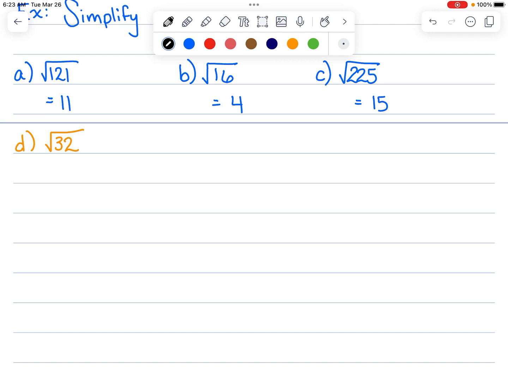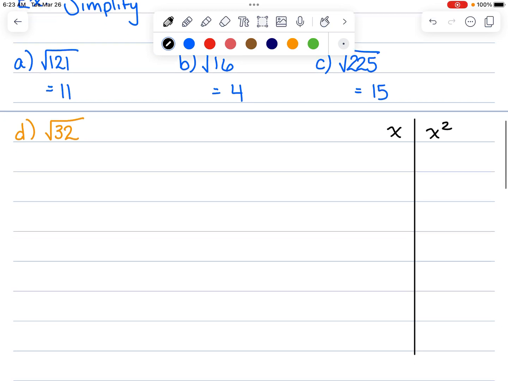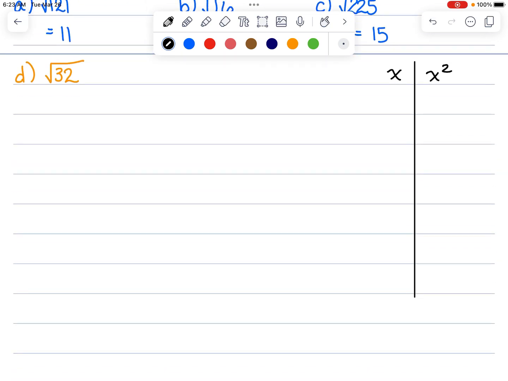In order to do this, you need to know your perfect squares. So along the right side here, I'm going to make a little table of perfect squares. So I've got x and I've got my x squareds. Now 1, I can square it. I get 1. It's not helpful. So I'm going to start at 2 in my little table. And 2 squared is 4. 3 squared is 9. 4 squared is 16.